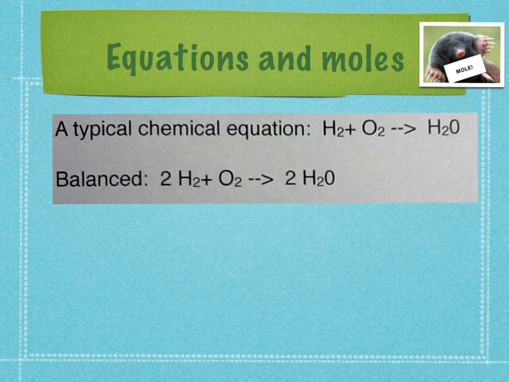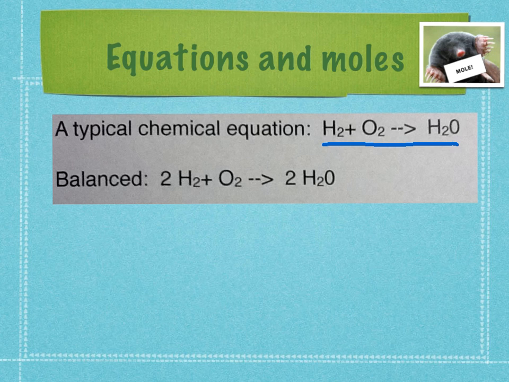Here's the equation I just mentioned. If we take hydrogen and oxygen and combine it and make water, we have a basic recipe. However, we're smart chemistry students, so we realize that this recipe has to be balanced, meaning I have to have the same number of each kind of atom on each side of the arrow. So by putting in some coefficients, I now have a balanced equation where I have 4 atoms of hydrogen on each side and 2 atoms of oxygen.